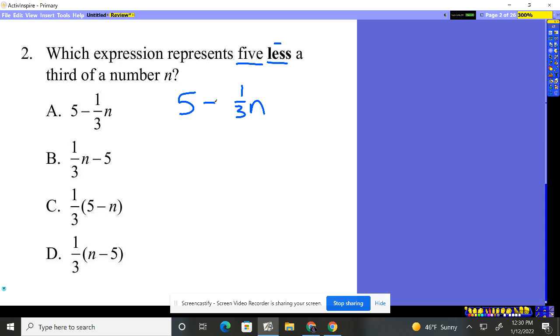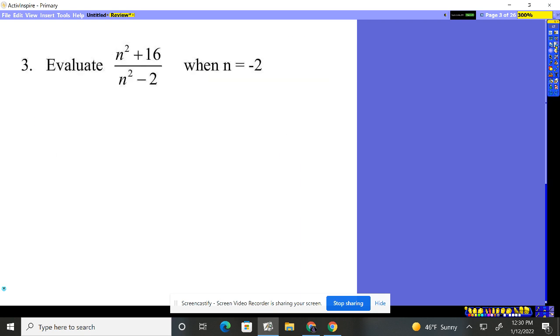So it's 5 minus 1/3 n, which in this case is choice A. If it had said 5 less than a third of a number, that would mean a third of the number comes first and then you're taking 5 away from it, which then that would have been choice B. But in this case, it was choice A.